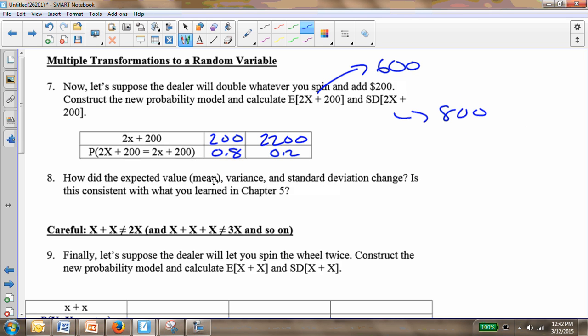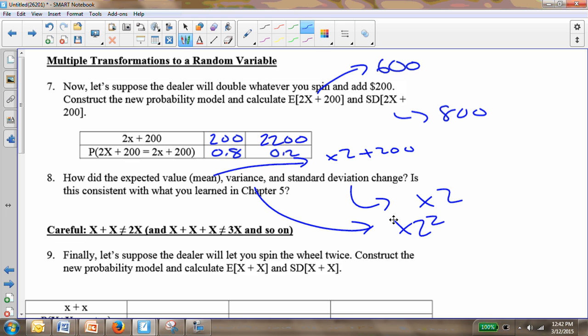All right, so how did the mean change? Well, the mean, the multiplying by 2 changed it, and the plus 200 changed it. How did the standard deviation change? Well, it only multiplied by 2. So how did the variance change? It should multiply by 2 squared.